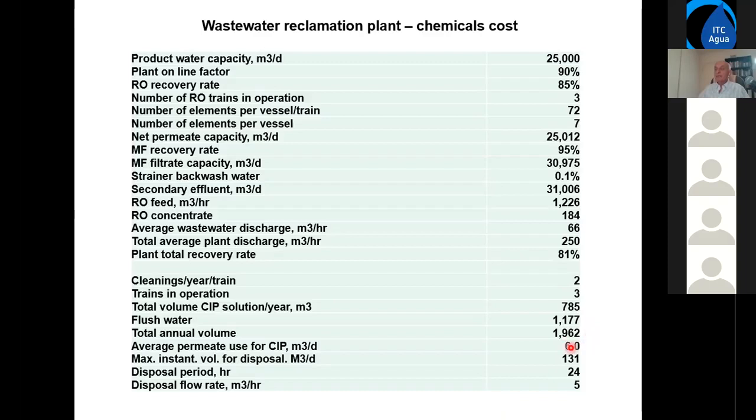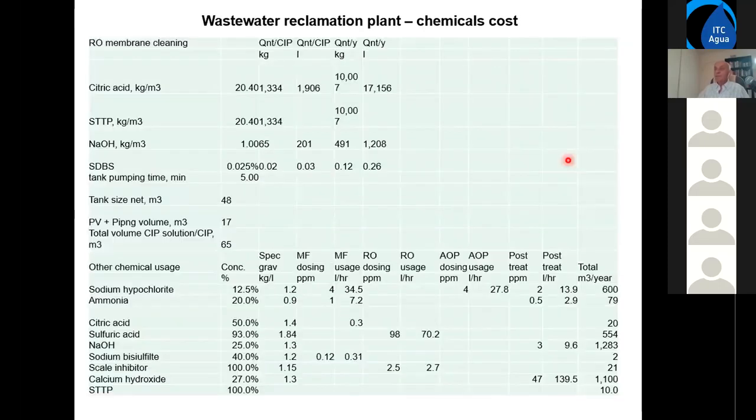So the average is 6 cubic meters per day. We have to add and multiply by 2 just as a safety factor. And then you have all the other flows. And then we calculate the use of the chemicals. So each chemical: citric acid, sodium tripolyphosphate, NaOH, sodium dodecylbenzene sulfonate detergent, and so on.